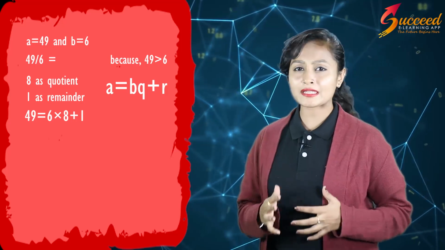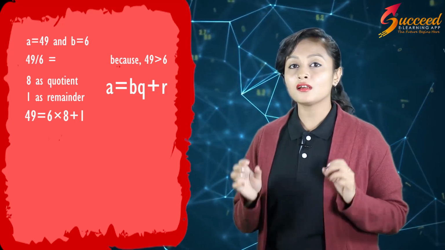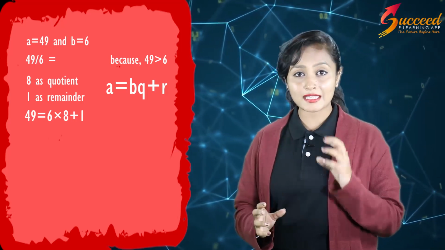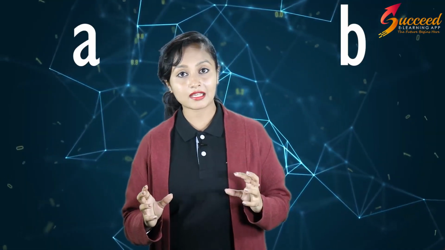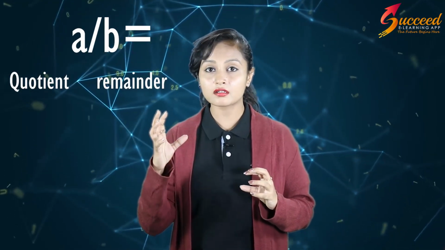I'll give you a quick tip to remember this formula. When you are given two integers a and b, remember that when you divide a by b, you get two numbers. One is the quotient, the other one is the remainder. So a is always equal to b into quotient plus remainder.